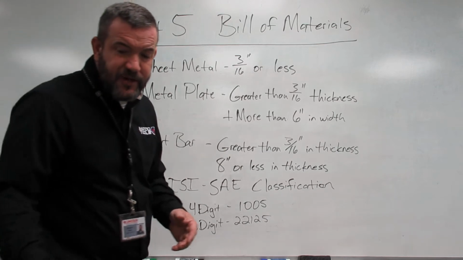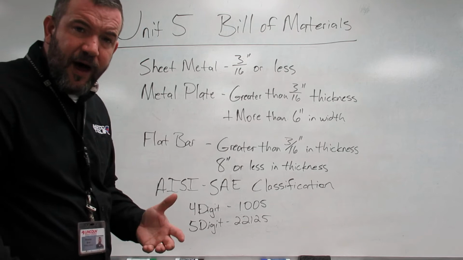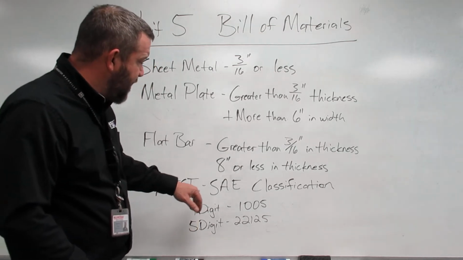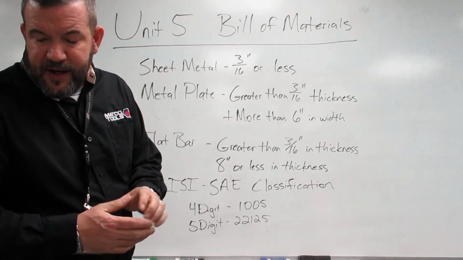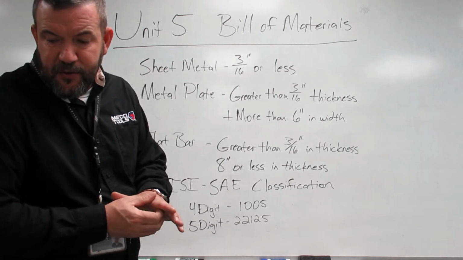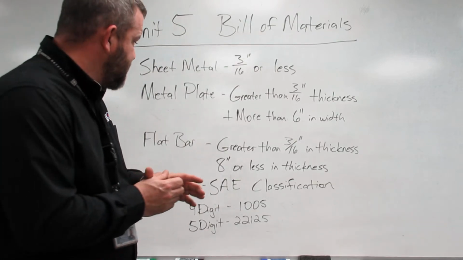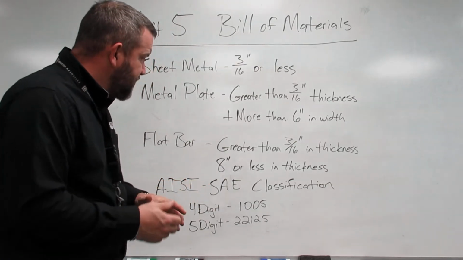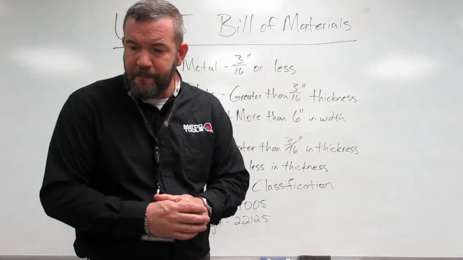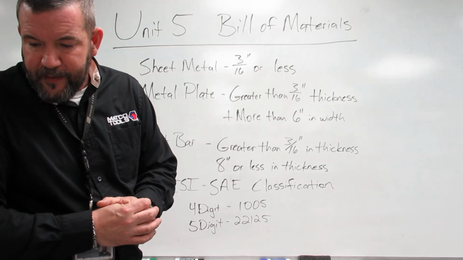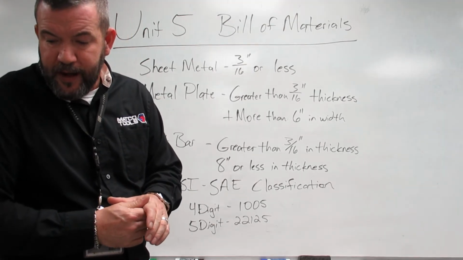The other thing I really want to cover, I'm trying to hit the highlights, is your AISI and SAE. AISI stands for American Iron and Steel Institute. SAE is Society of Automotive Engineers. And these organizations came together to give a classification to any type of steel that you have. They have 4- and 5-digit classification numbers, even for carbon steel.